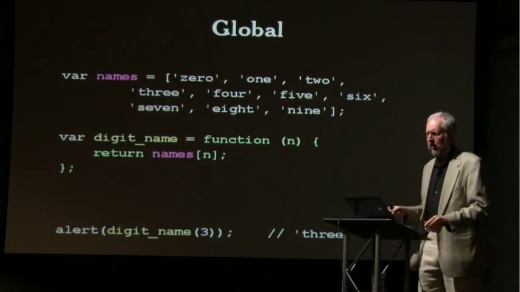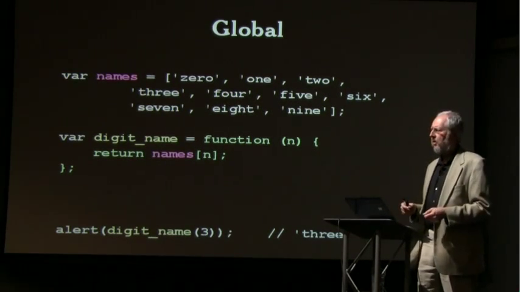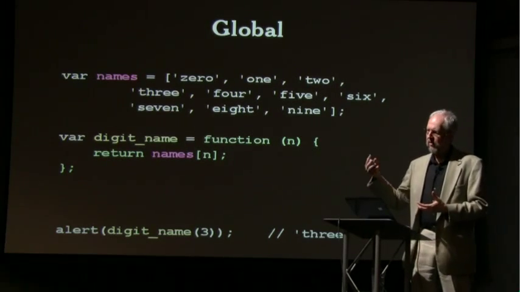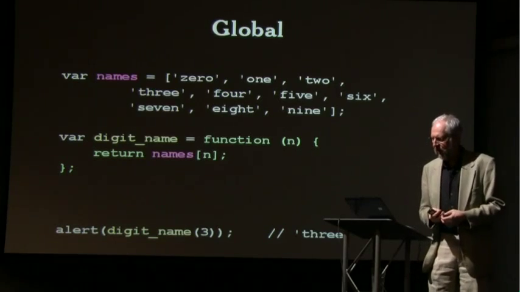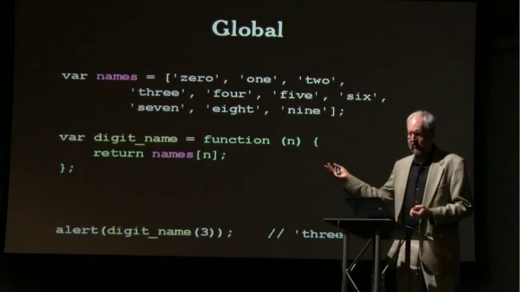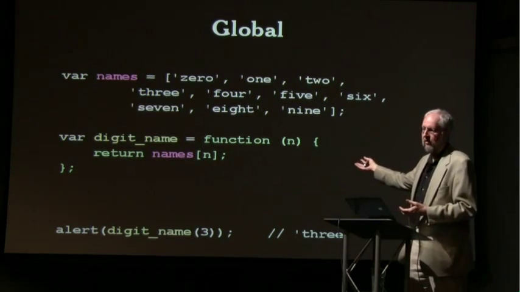So I'll start with a simple one. I've got a function called digit name. And digit name will take a number as an argument and will return the name of that number in English. And it will take advantage of an array of strings that's stored in names. And as you can see, it's a really simple function.